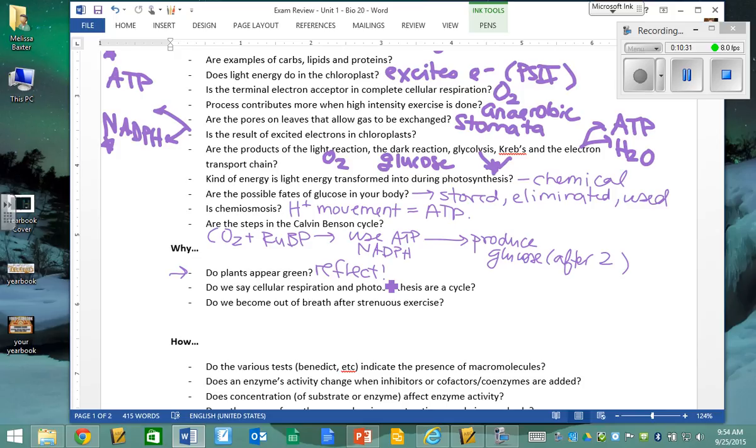Why do we say cellular respiration and photosynthesis are a cycle? It's because the products of one are the reactants of the other. Why do we become out of breath after strenuous exercise? It is because we are trying to overcome oxygen deficit, right? We were using oxygen faster than our body was bringing it to us, so we started breathing more quickly so that we could meet the oxygen requirements of our muscle cells.